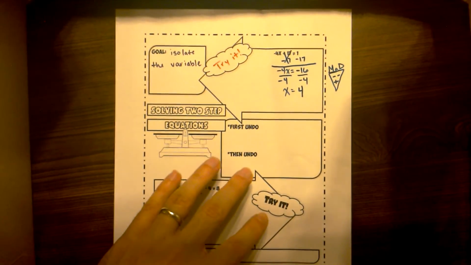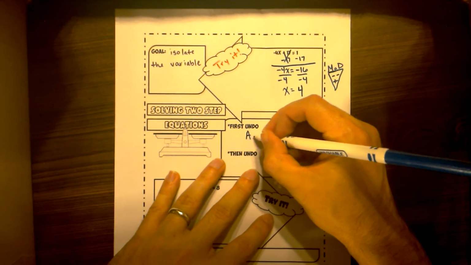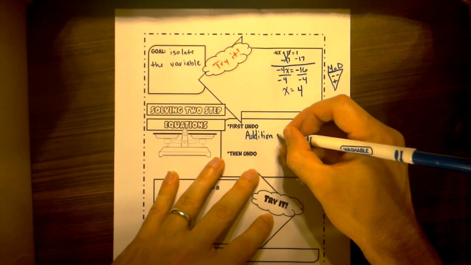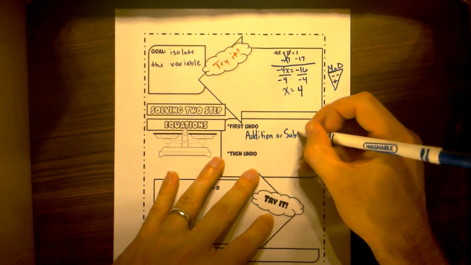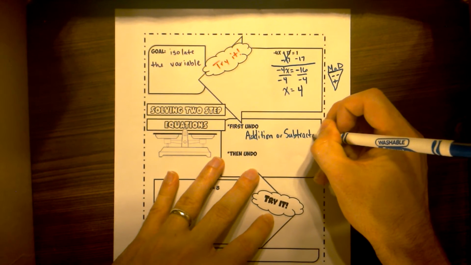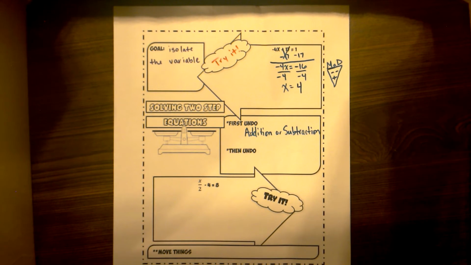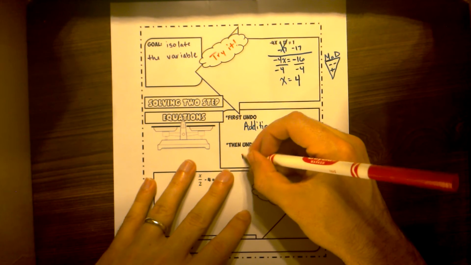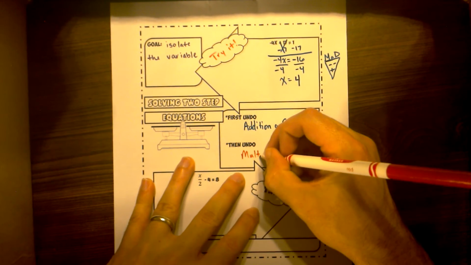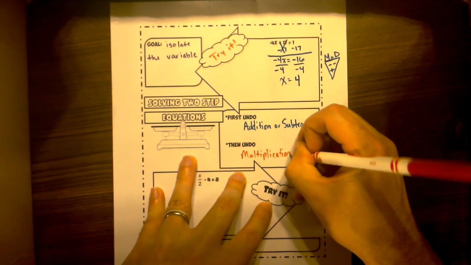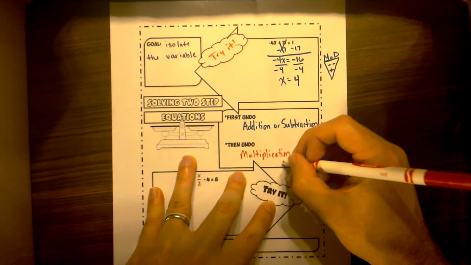First, undo the addition or subtraction. That was our first step, to undo the addition or the subtraction. Most of the time, that will be your first step when you're solving two-step equations. Then undo the multiplication or division.